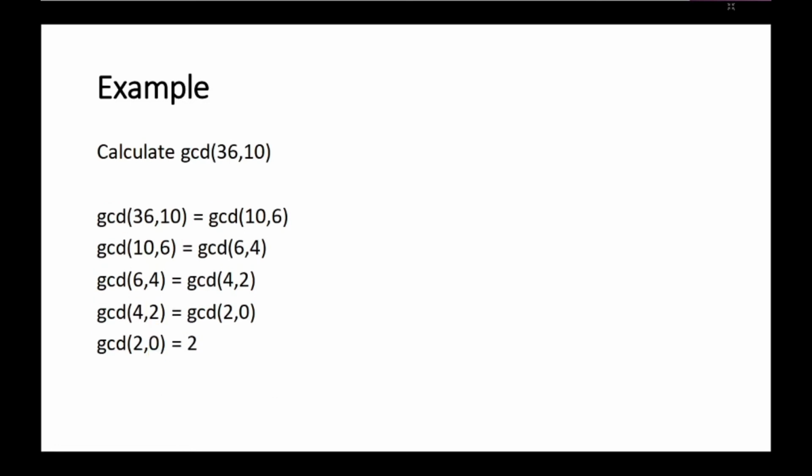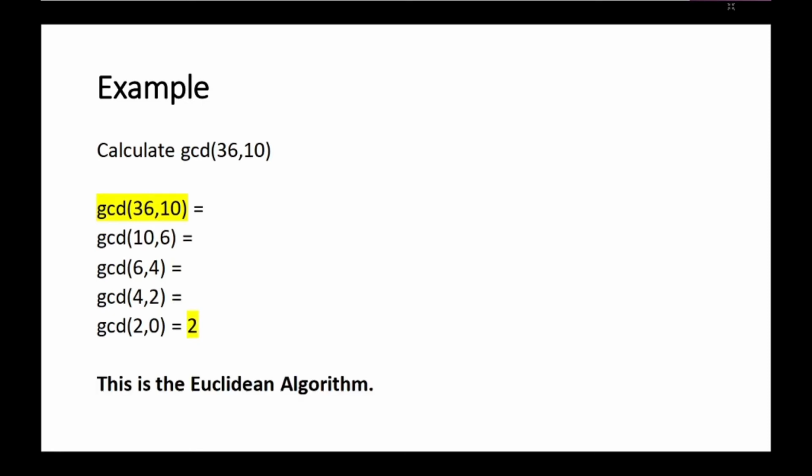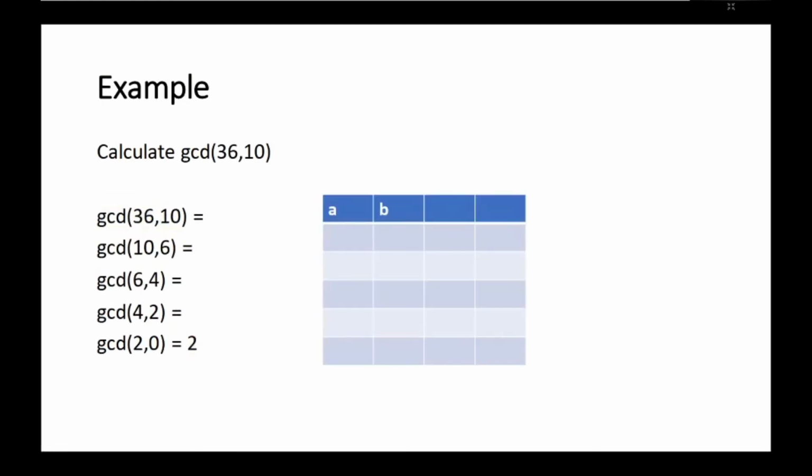Now this is what we have, and we can clean up the redundant parts of this calculation, such that we get that the GCD of 36 and 10 equals 2. Now this is the Euclidean algorithm. There's also another way of writing it down, and that's by using a table. If you do that, then you create a table with 4 columns: a, b, and the quotient and the remainder of a divided by b.